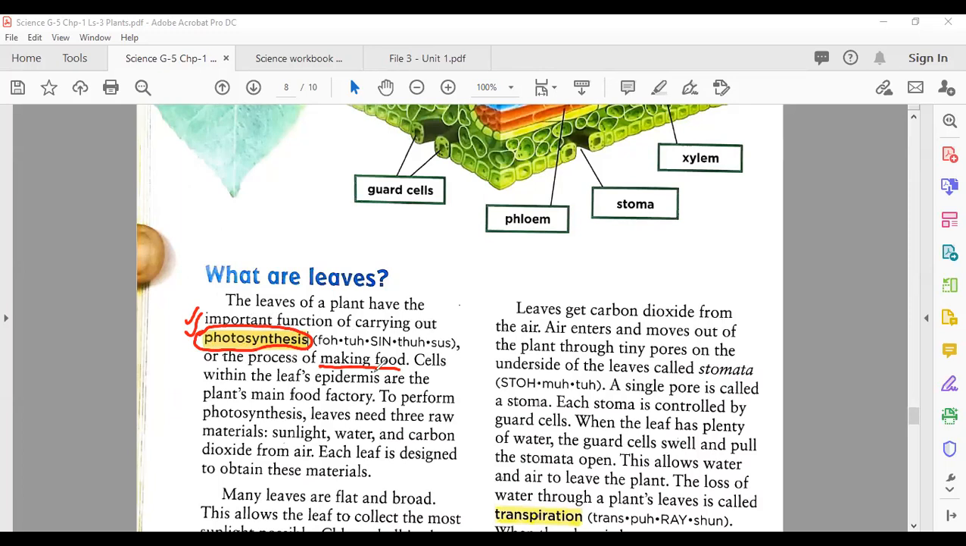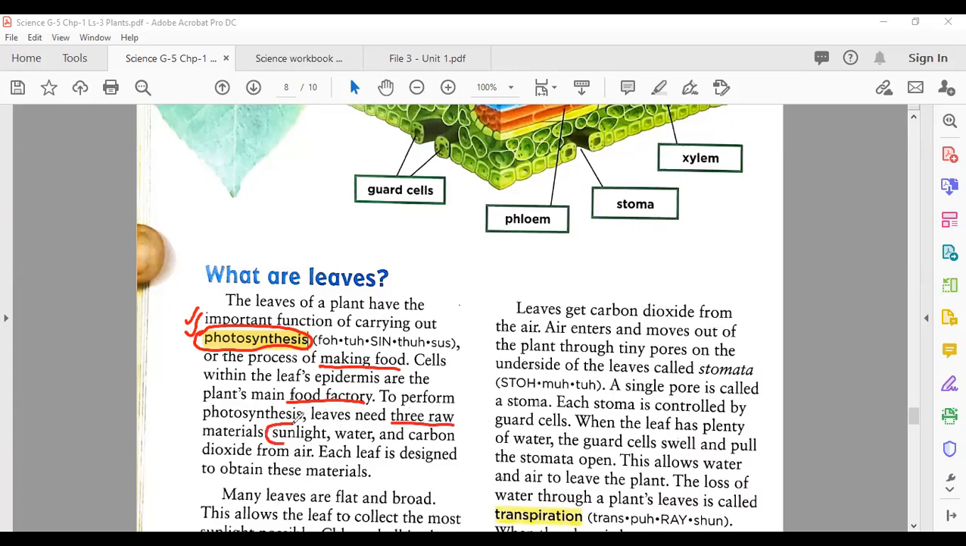Cells within the leaf epidermis are the plant's main food factory. It means the cells that are present in the leaf make food for the plant, or you can say we name it the food factory. Understand? To perform photosynthesis, the leaf needs 3 raw materials. For making food, plants need 3 things. What are these 3 things?